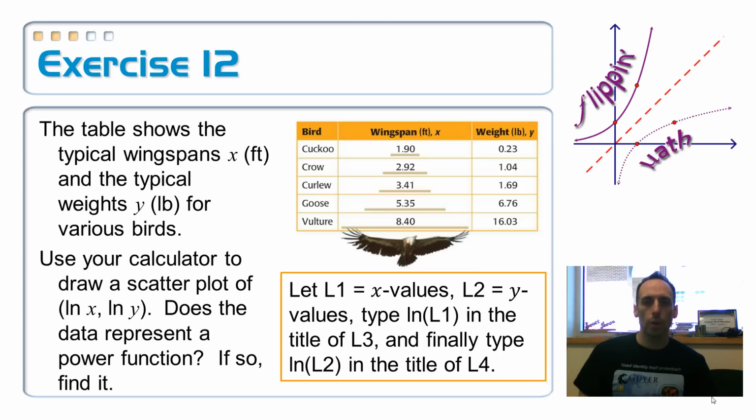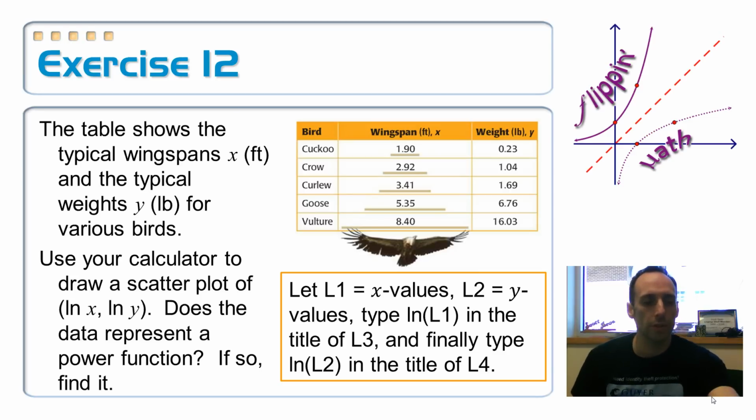Okay, so this is in the section with power models, so I wonder if this is going to be a power model. If it is, what I'm going to do to check it is not graph x comma y, but graph natural log x comma natural log y, because if that's linear, then the original set of data, the stuff that's in the table, must have been a power function. Moreover, the slope of that thing should be the exponent.